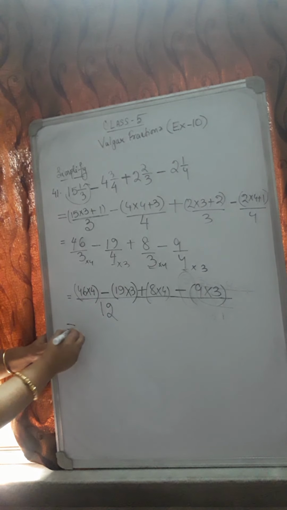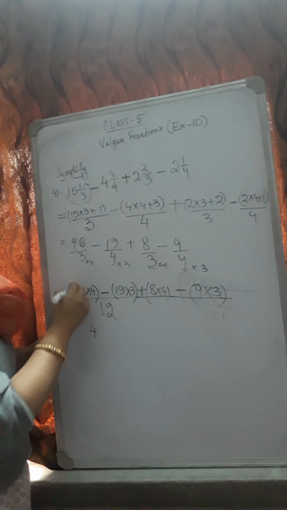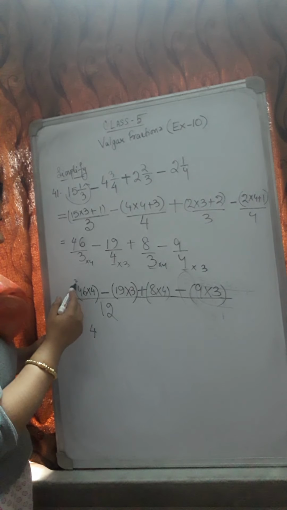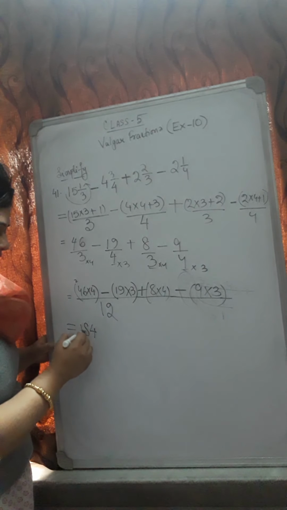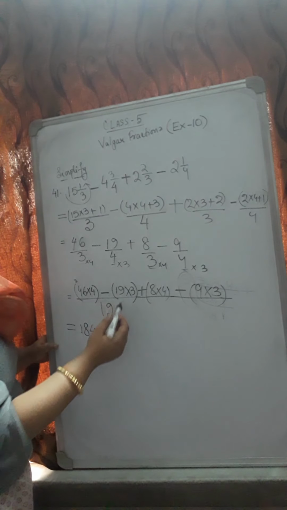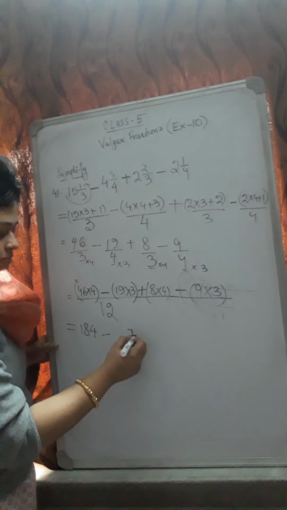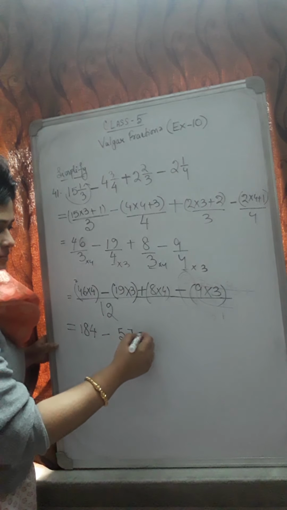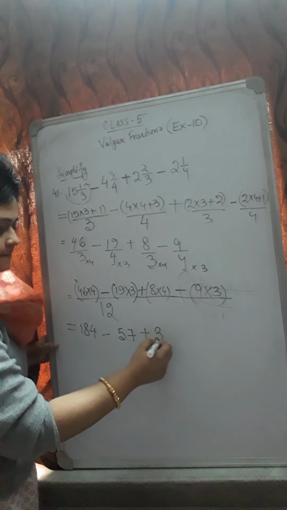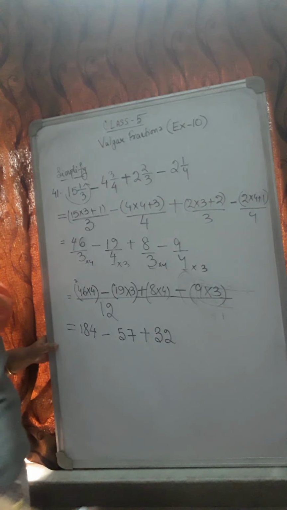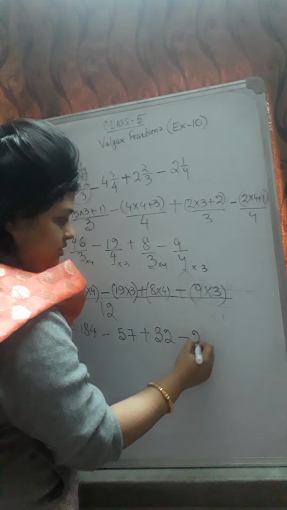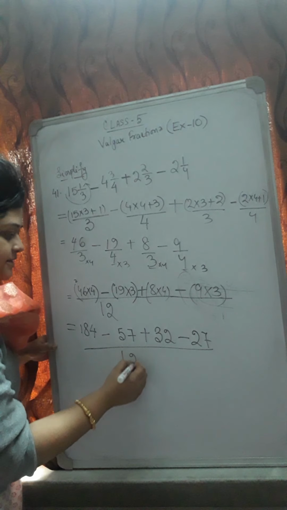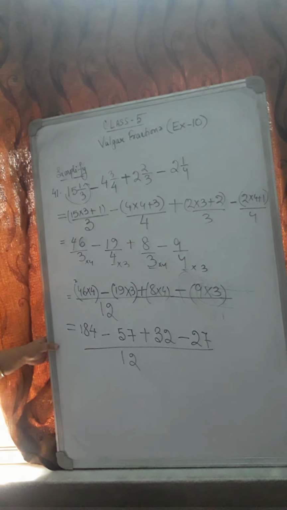So now if you solve 46 into 4, we are doing 184, minus 19 into 3, plus 8 fours are 32, minus 9 threes are 27, divided by 12. So don't forget to write the common denominator at the end.